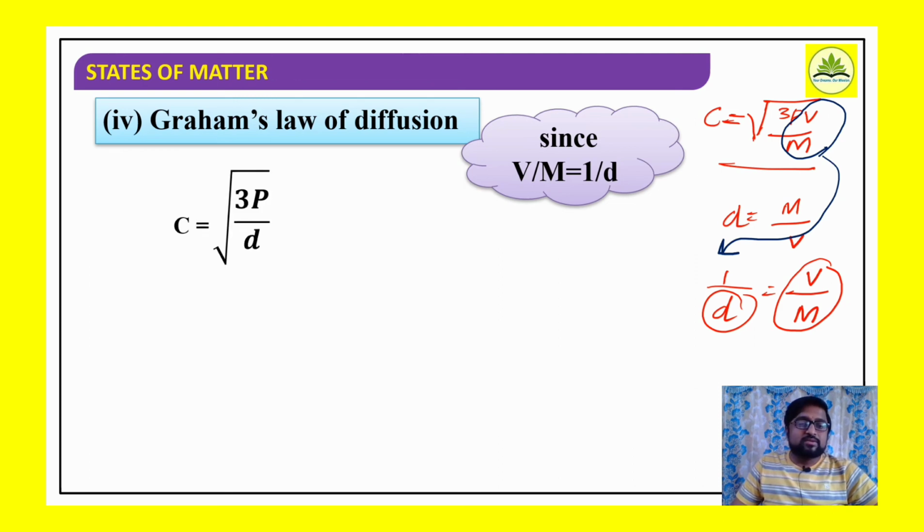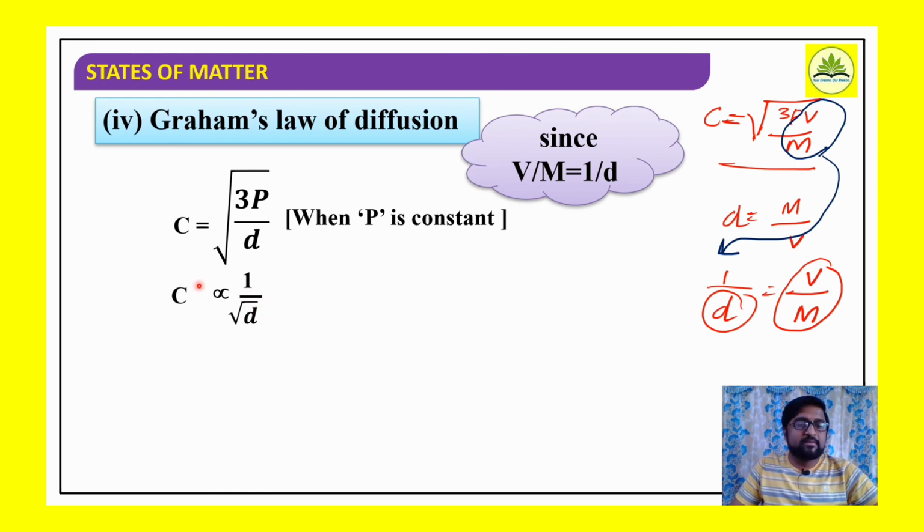Therefore, c is equal to the square root of 3P, which remains as it is in the numerator, divided by d, since V by M is replaced by 1/d. So c is equal to the square root of 3P divided by d, where P is a constant, as we said, at constant temperature and pressure. So P is constant, therefore we can say c is proportional to 1 divided by the square root of d.